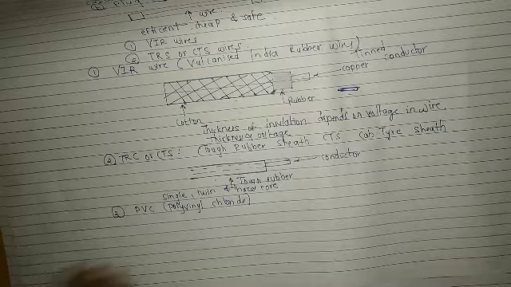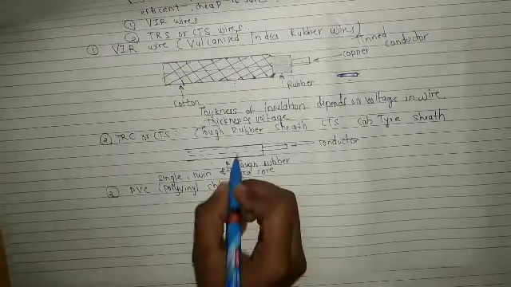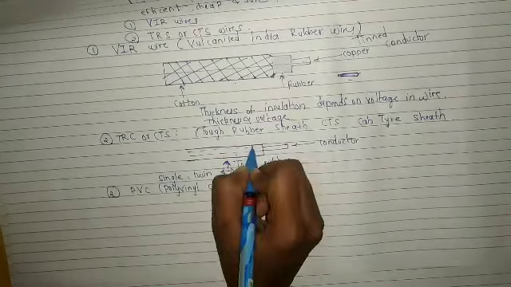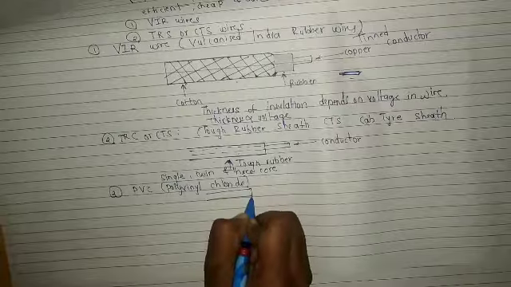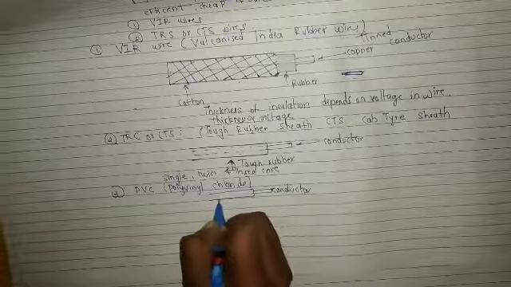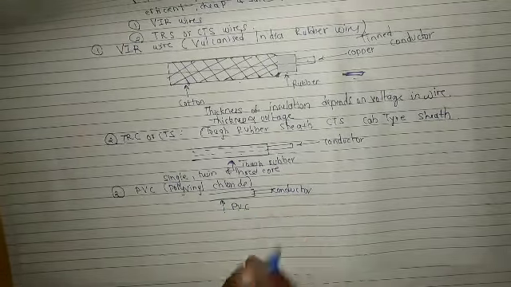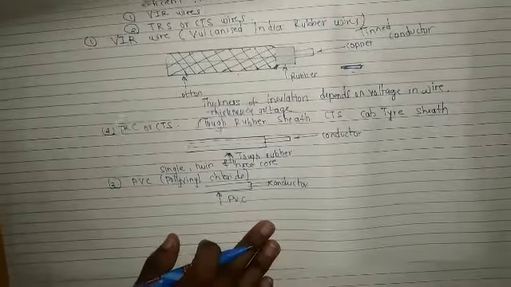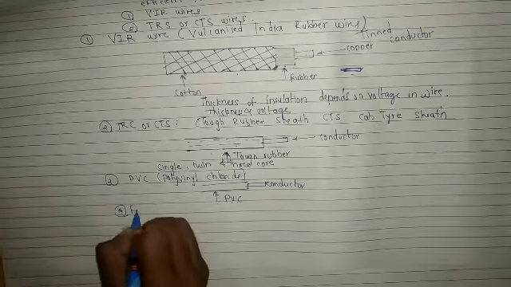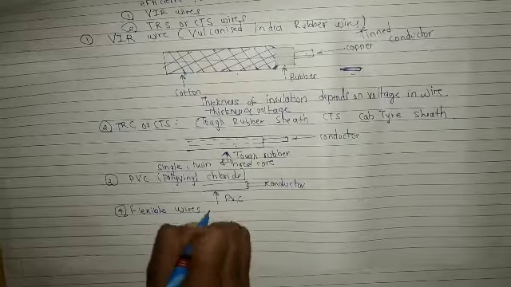Okay, so this is all about PVC, polyvinyl chloride, and the diagram is similar to this, but instead of tough rubber, this insulation is PVC, polyvinyl chloride, and this is the conductor. Okay, so now moving to the fourth, that is flexible wire. Flexible wires.